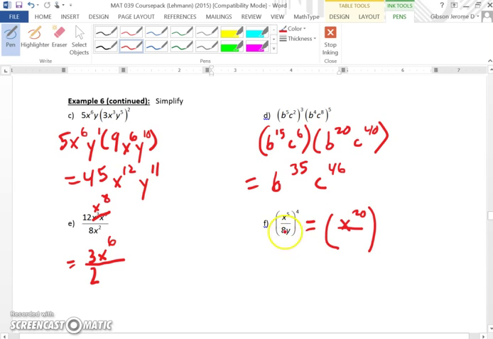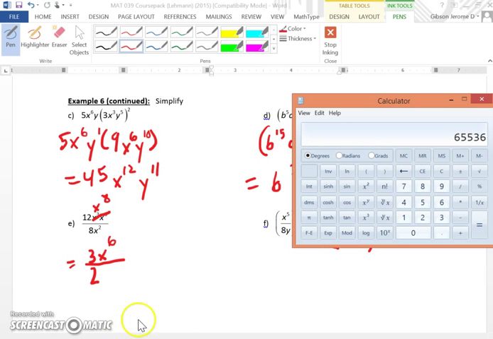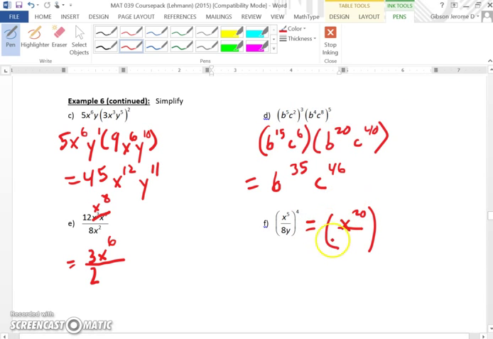And then our denominator. Now, we know this would be 8 to the 4th power. So we need to take our calculator. We would take 8 to the 4th power, and that would give us 4,096. And then this y would be to the 4th power. And we're done. Are there any questions with that?